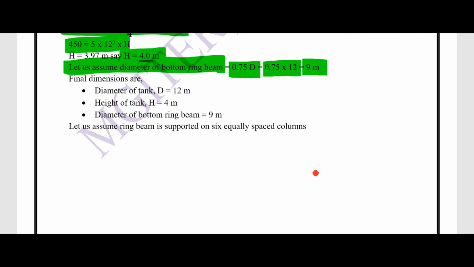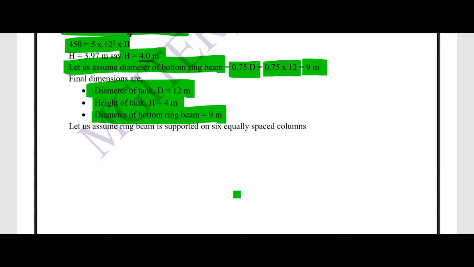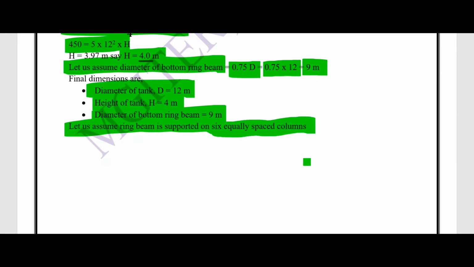So the final dimensions: the diameter of tank is 12 meter, the height of tank is 4 meter, and the diameter of the bottom ring beam is 9 meter. And we assume the ring beam is supported on 6 equally spaced columns.